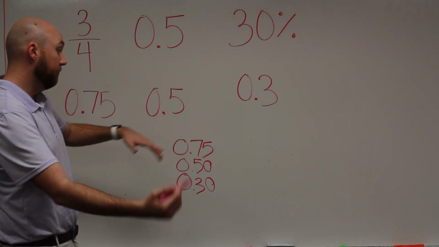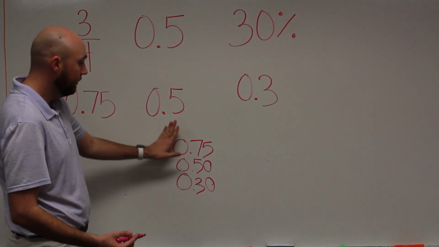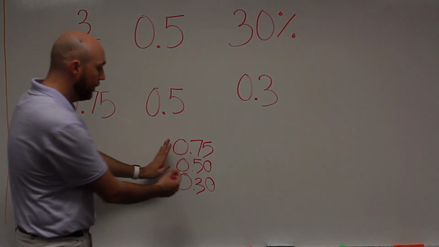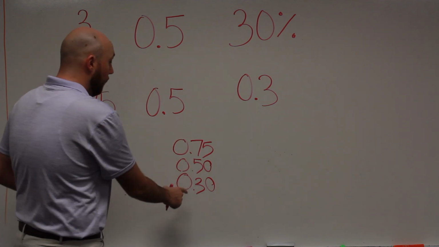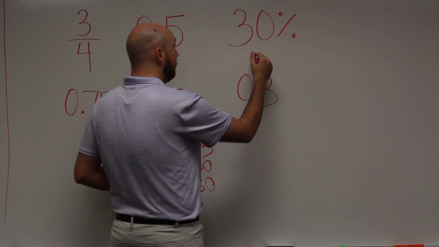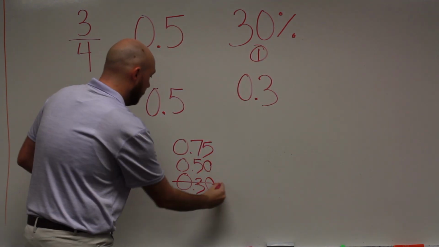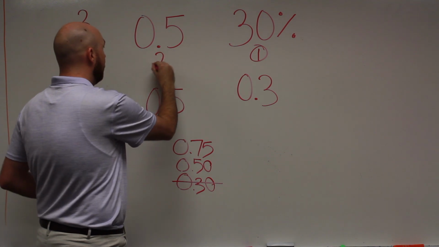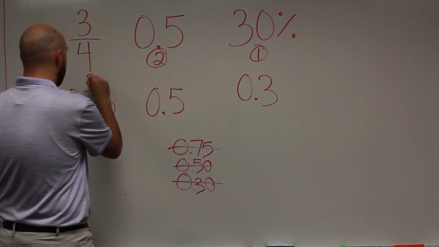Okay, so our smallest number, right? They all have the same ones place, so we're going to go to the tenths place. Smallest number is 0.30, so this is going to be our first number. Next smallest is 0.5. This would be our second number. And then we're left with this, so third number.